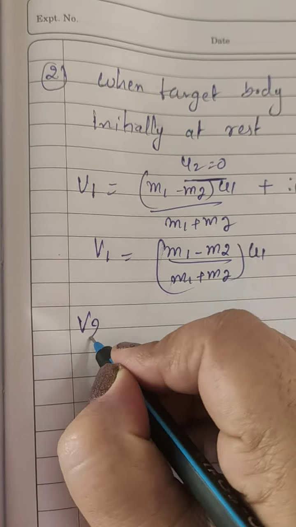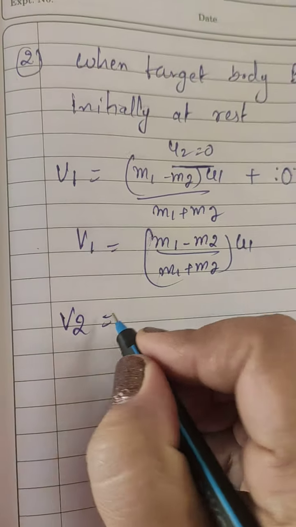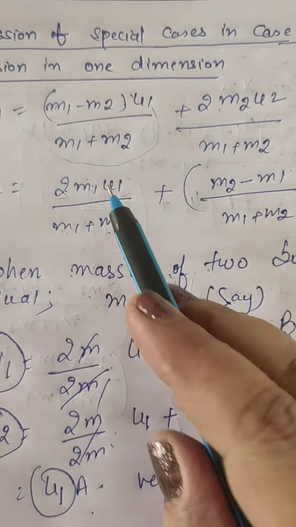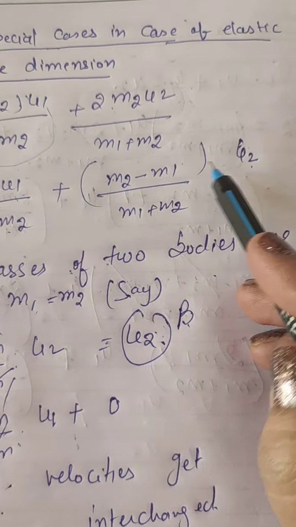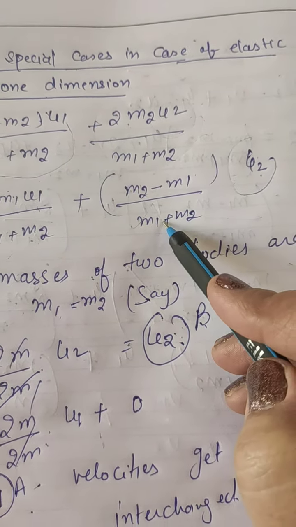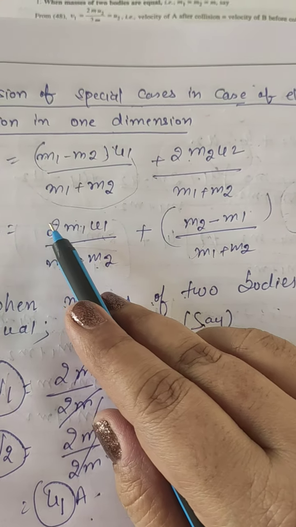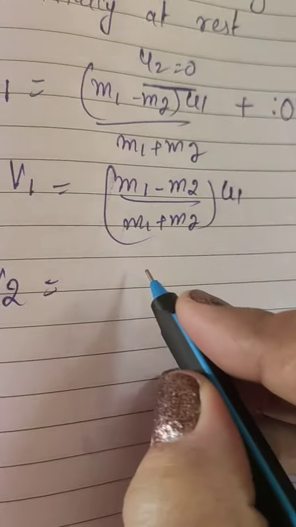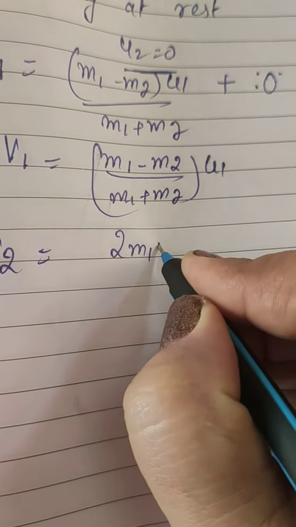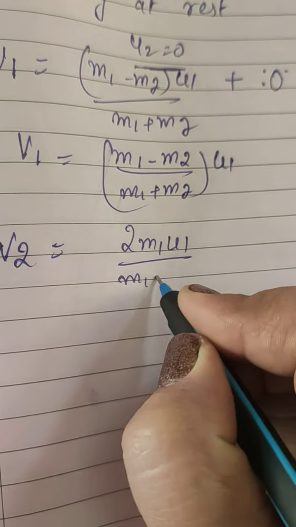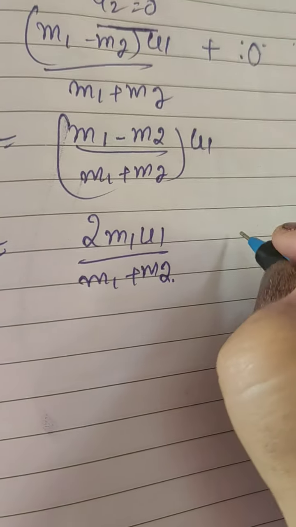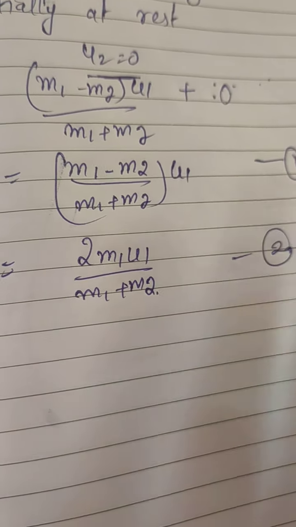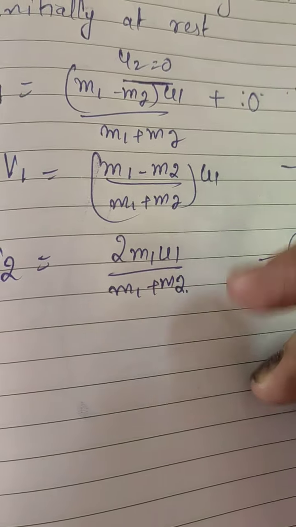Similarly, v2 can be written as, since u2 is 0, putting value of u2 equal to 0 in case of velocity v2, v2 is 2m1 u1 upon (m1 plus m2), and this term will become 0. So we will be having v2 is equal to 2m1 u1 divided by (m1 plus m2). So we get these two relations. Let me name them 1 and 2. Now again further cases arise, since we have to simplify this.